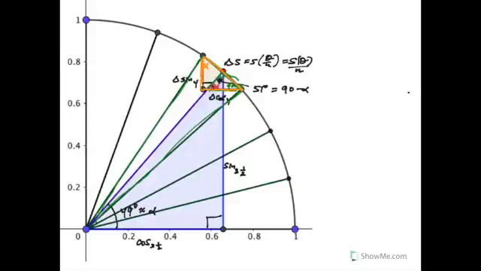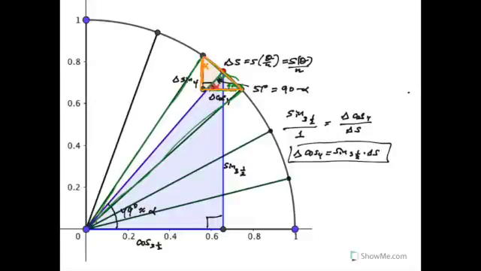For instance, if I use the side opposite the 49-degree angle, I could say sine 3.5 over 1, which is the hypotenuse, is delta cosine 4 over delta s. And if I cross multiply, I get delta cosine 4 equals sine 3.5 delta s. So that's going to be an important relationship.